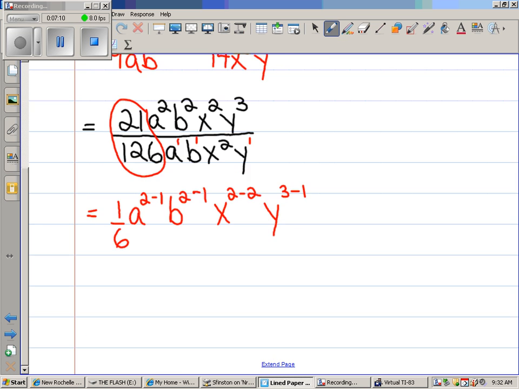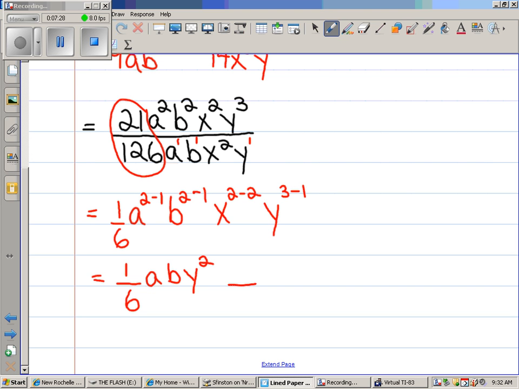Let me just solve this so we have a video of us solving this, and then I'll fix it. I'll show you another way. So this is going to be a sixth a b. That's going to be x to the 0, that's just 1. And y, that's going to be just y squared.